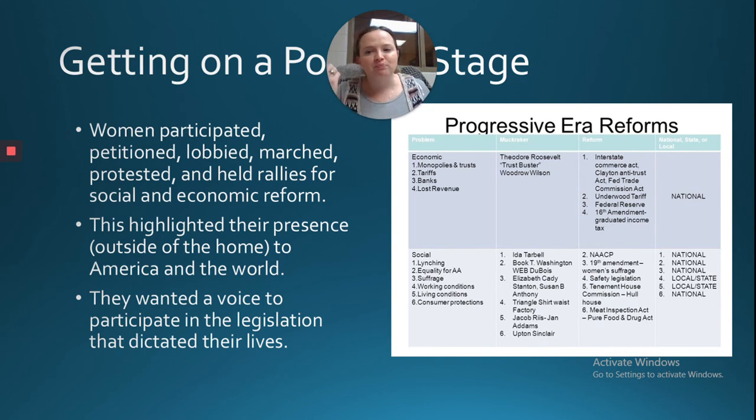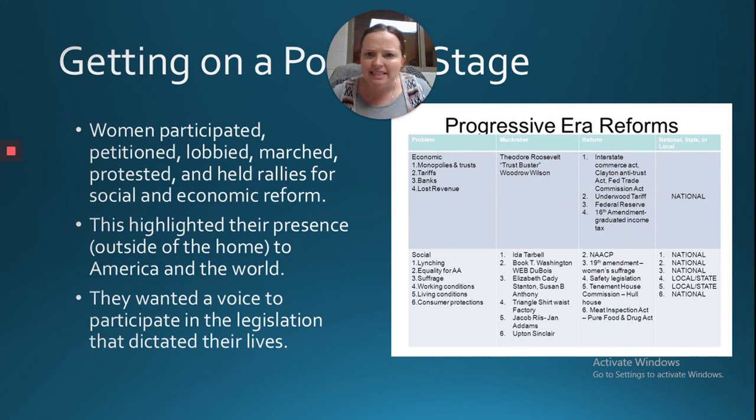And so they started lobbying, petitioning, marching, protesting about the treatment of children, about the treatment of women, about the treatment of this and that. And so what that did was that created an awareness of a woman's voice on the stage that is American life. They were being reported on in the newspapers. People were just becoming more aware of it.